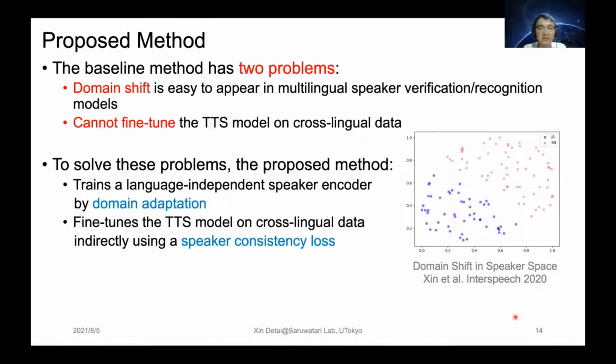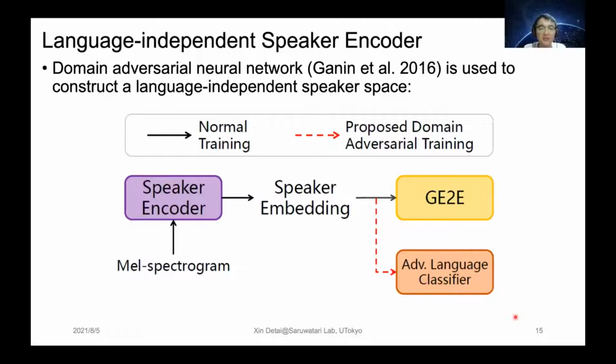Next, I will introduce the proposed method. The baseline method has 2 problems. First, the domain shift is easy to appear in a multilingual speaker verification model, which makes it harder to adapt to cross-lingual speakers. Second, we cannot fine-tune the TTS model on cross-lingual data. We then extend the baseline method to solve these problems. We first use domain adaptation to train a language-independent speaker encoder. We then propose a speaker consistency loss to fine-tune the TTS model on cross-lingual speech data indirectly.